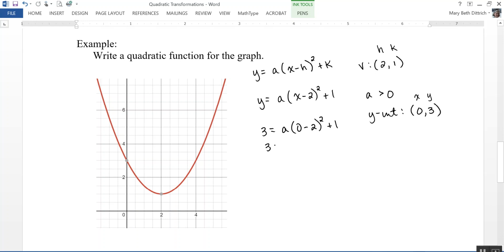So 3 is equal to 0 minus 2 is negative 2. Negative 2 squared is 4. So that's 4 times a plus 1. Subtracting 1 on each side gives me 2. And then dividing both sides by 4 gives me 2 over 4, or a is equal to 1/2. So this equation is going to be y equals 1/2 times (x minus 2) squared plus 1.